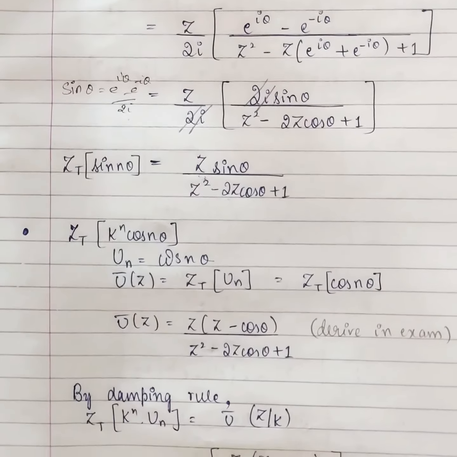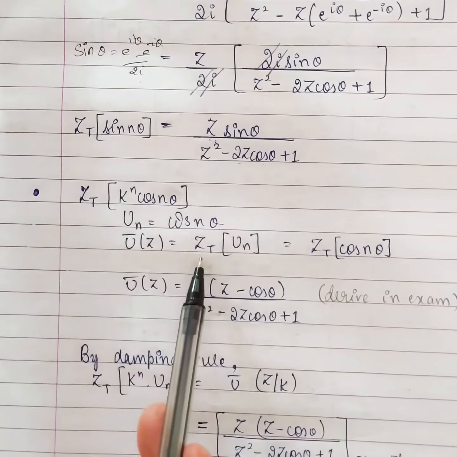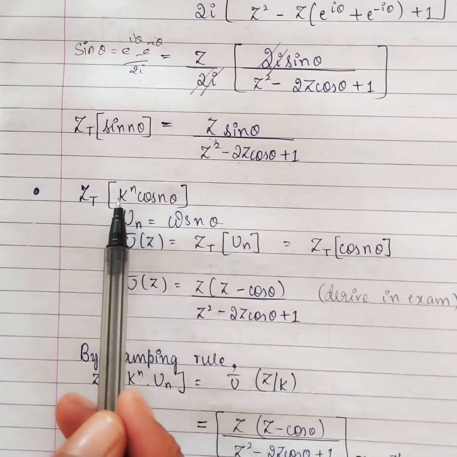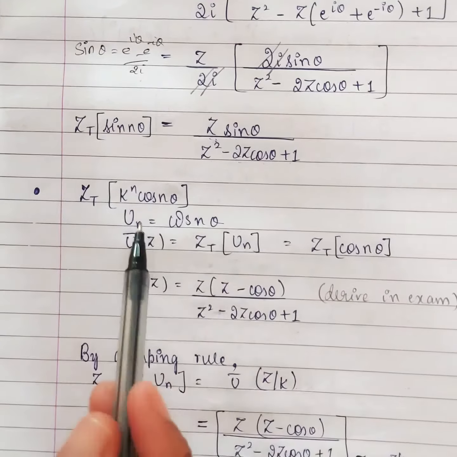So if they ask z transform of k power n cos n theta, we are going to apply the damping rule. If I know z transform of cos n theta, I'll replace z by z by k in that formula. So this is what we have got: z into z minus cos theta by z square minus 2 cos theta plus 1. So wherever z is there, I am going to replace it by z by k.